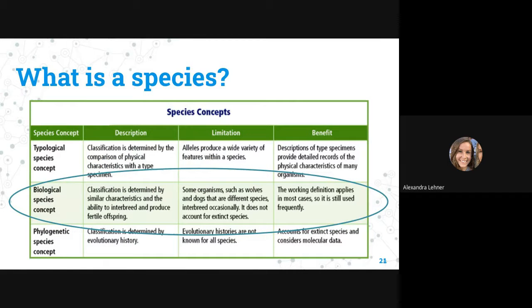So what is a species? Well, the classification is determined by similar characteristics and the ability to interbreed and produce fertile offspring. Now, there are some limitations to each of these. For the biological species concept, some organisms like wolves and dogs that are different species interbreed occasionally. It doesn't account for extinct species. And then, of course, there are some benefits to each. The biological species concept is the working definition that applies in most cases, so it is still the most frequently used.